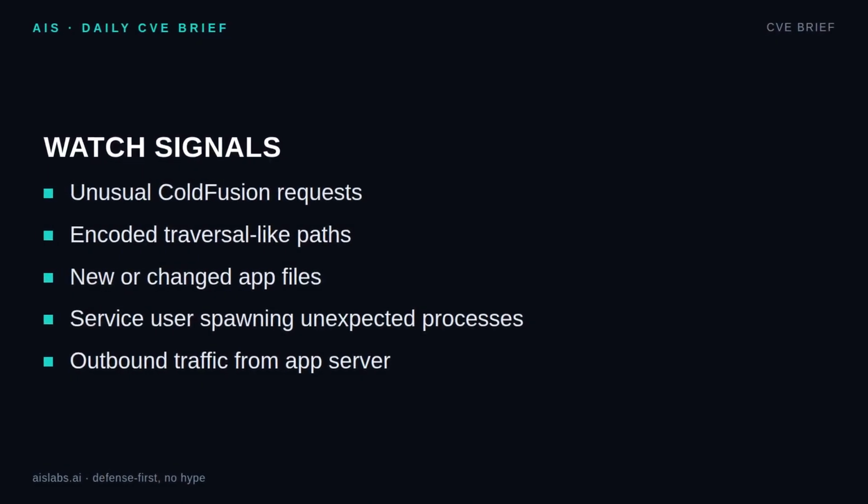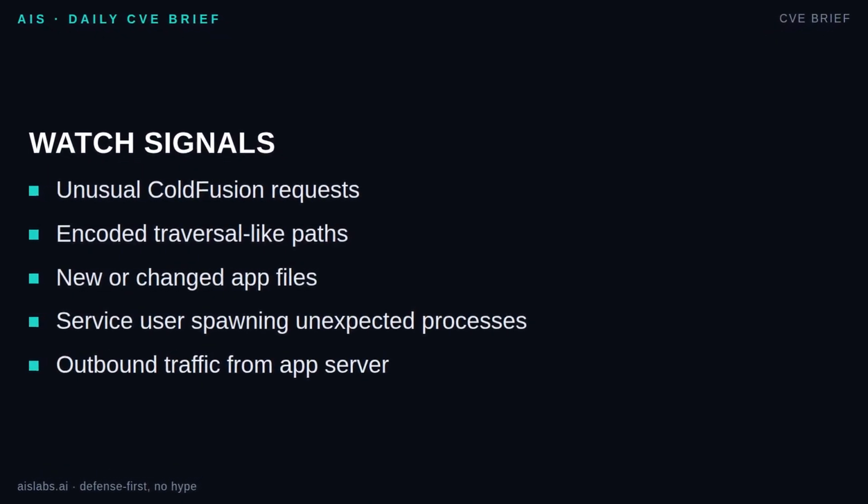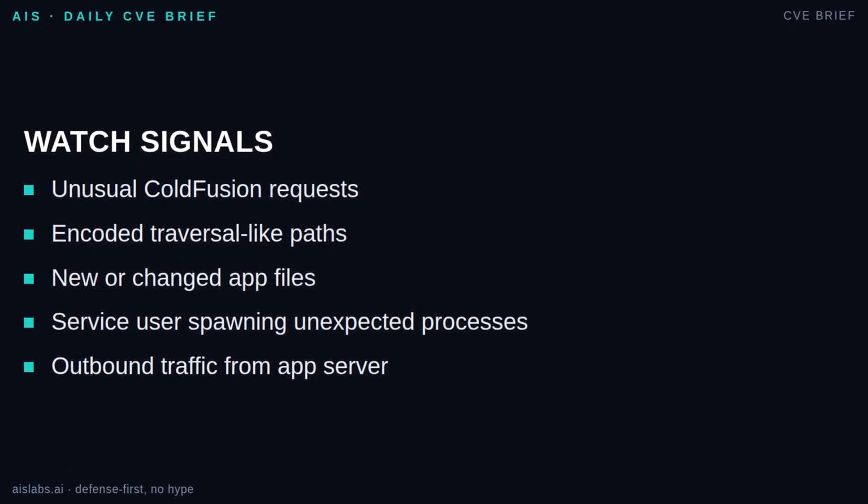For detection and monitoring, focus on deviations from normal ColdFusion behavior. In web and application logs, look for unusual requests to ColdFusion endpoints, especially requests containing encoded directory traversal patterns, unexpected file path references, or abnormal bursts of errors. Normal traffic should generally follow known application routes and predictable request shapes. Sudden probing across many paths deserves investigation.